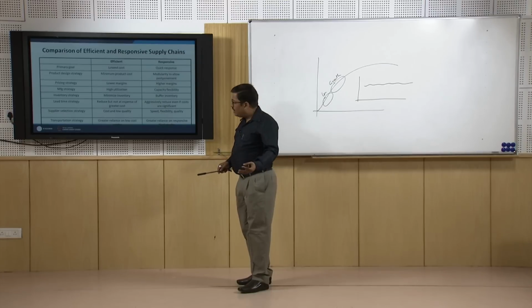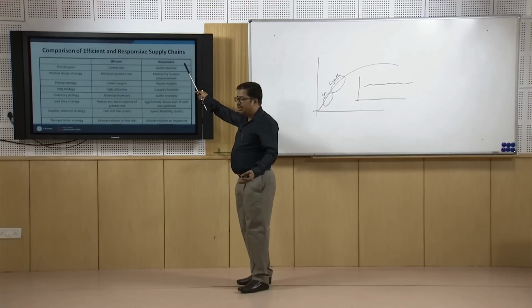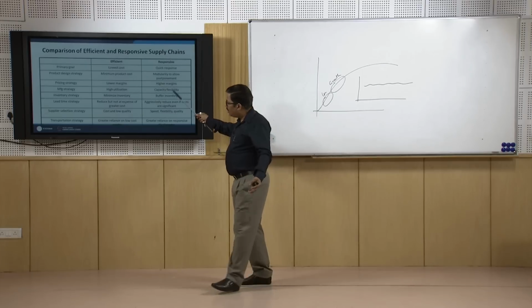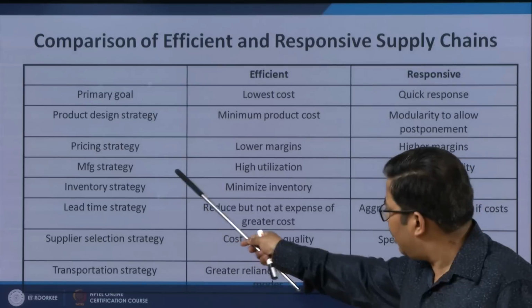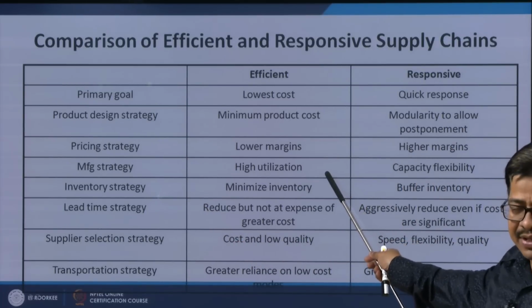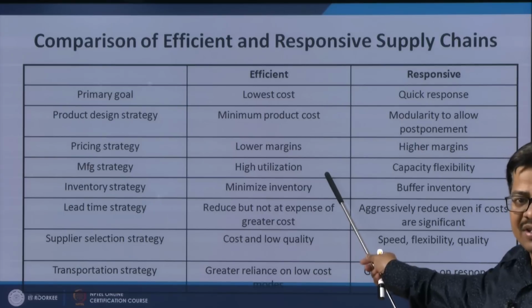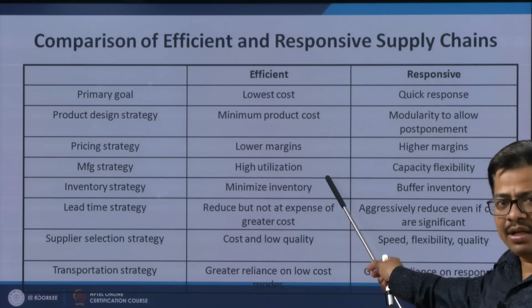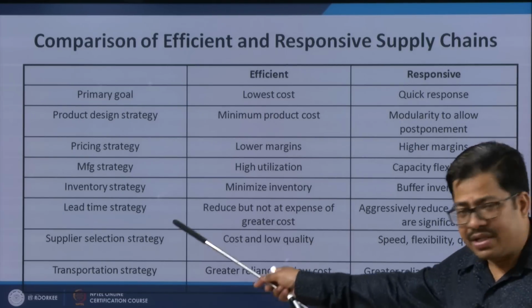And I said that with this type of product, where you have high responsiveness, you take very high margins initially. Then the manufacturing strategy: here the focus is maximum utilization of the assets. That is the concept of economies of scale that drives our manufacturing strategy.